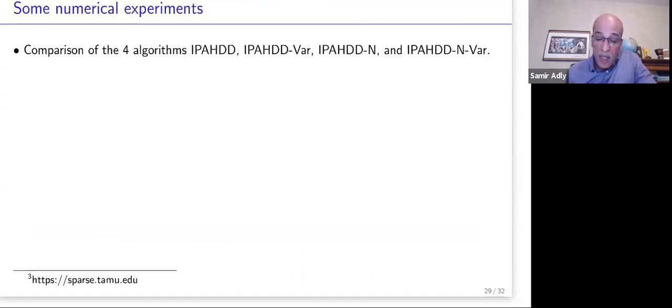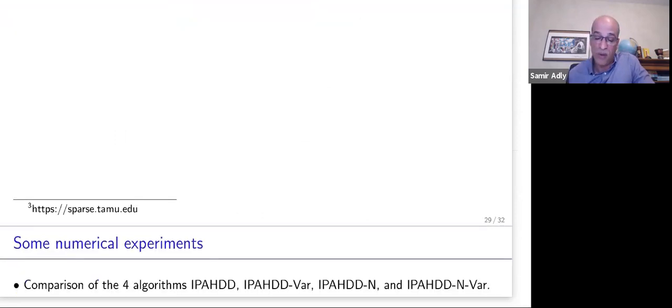So now I will compare 4 algorithms: IPAD, the inertial proximal algorithms with dry friction and Hessian damping. We have 2 variants: the N, which means with Nesterov acceleration, and var, which means this is the variant.